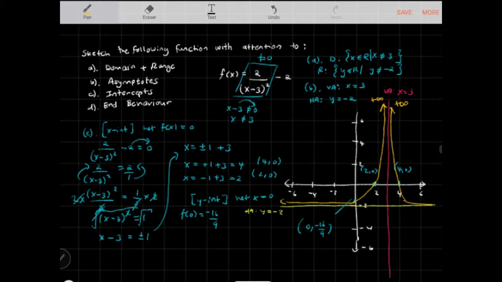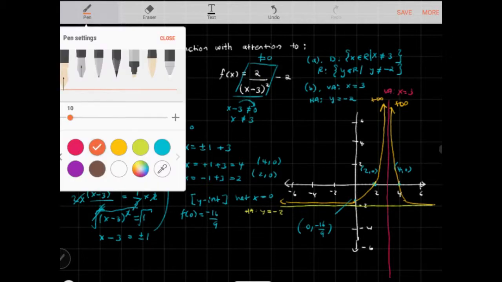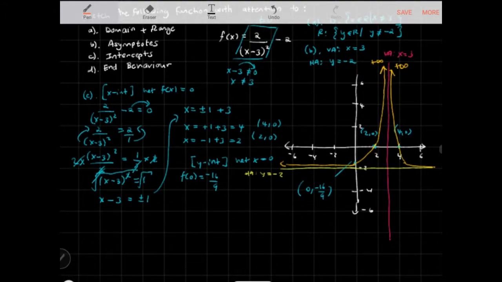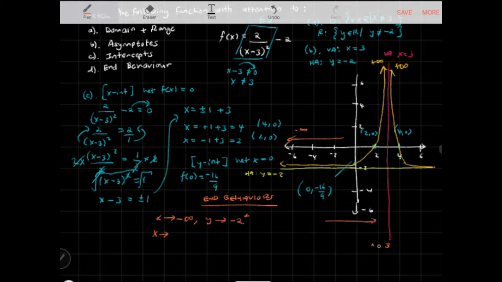So let's take a look at our end behaviors, using a different color. Using this graph, first I'm going to assess x approaching negative infinity, so I'm going to the far left of my Cartesian plane. You can notice here that y is approaching the horizontal asymptote from up top. As x approaches the vertical asymptote, let's say the vertical asymptote here is 3, this is 3 from the left side, this is 3 from the right side.